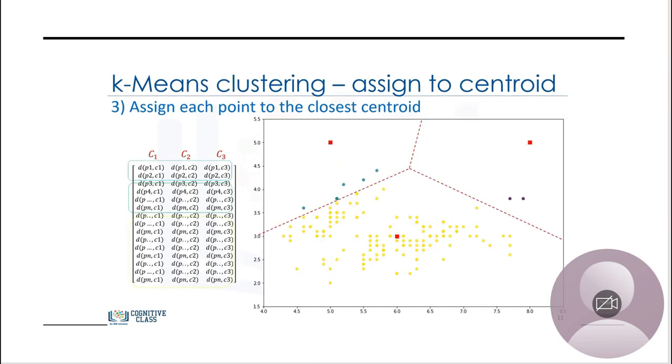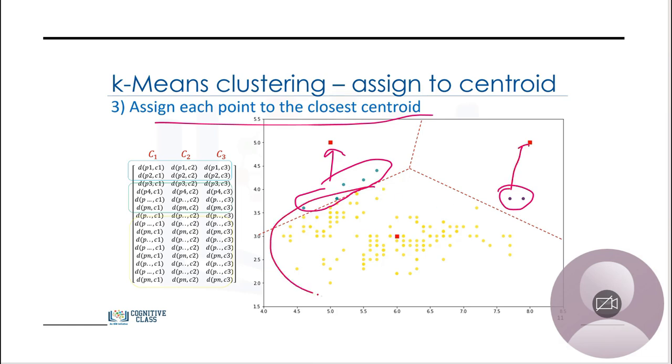Then what do we do next? That's what we did: we assigned each point to the closest centroid. So these points are assigned to this one, these 2 points are assigned to this one, and all of these points are assigned to this one.